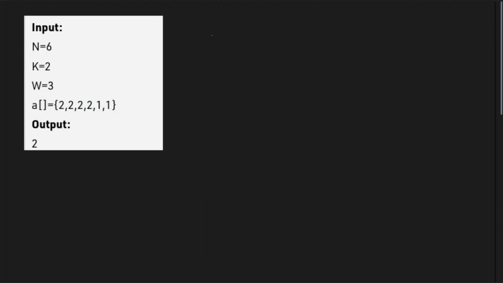So the value of n is 6, that means we have 6 flowers. The value of k is 2, that means we have to water all the flowers for 2 days. And the value of w is 3, that means at any instance we have to water 3 continuous flowers. For example, if the flowers are 2, 2, 2, 2, 1, 1, and the value of w is 3, you can water these 3 or these 3 or these 3 or these 3. It's just that they have to be continuous. So this is our problem statement.